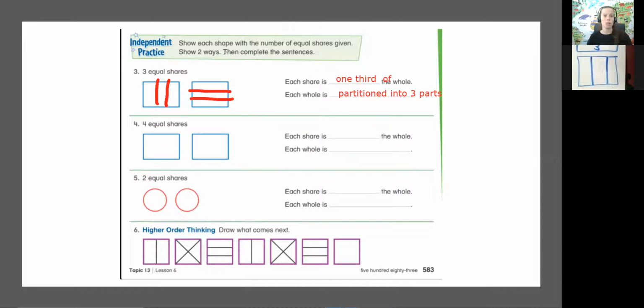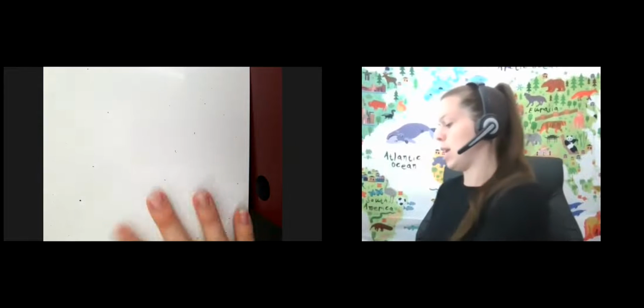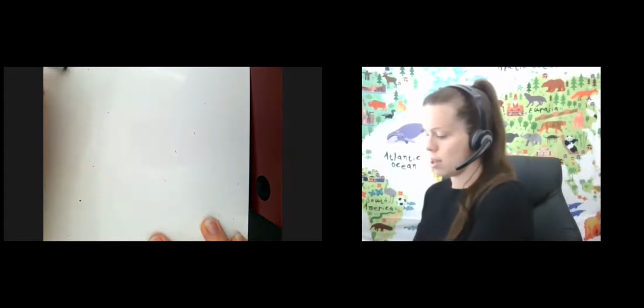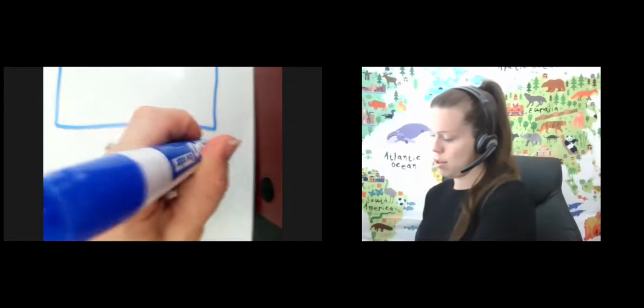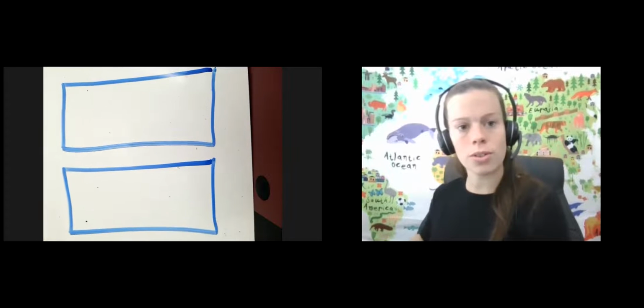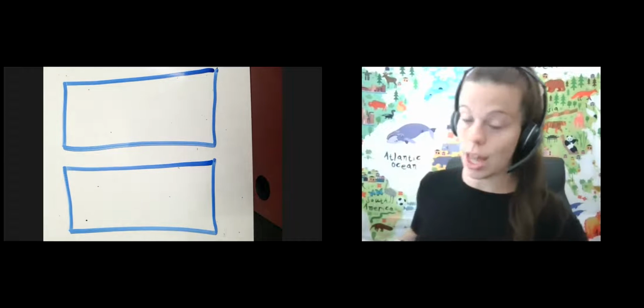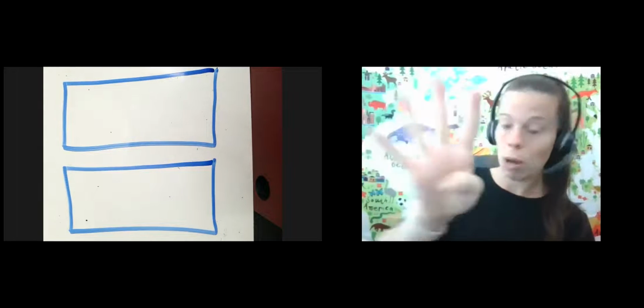Now, if I am making 4 equal shares, let's see. If I were you right now in this video, I would draw a rectangle with me. So let's try 2 ways to make 4 equal shares using rectangles, okay? So if you have a paper or a board or something, draw 2 rectangles. Okay, here's our 2 rectangles. Now we're going to divide them or partition them into 4 equal parts.